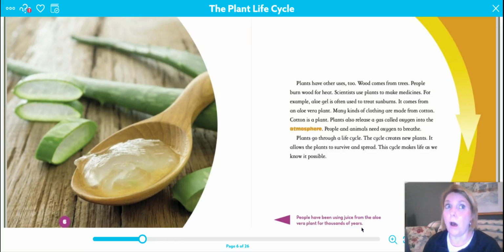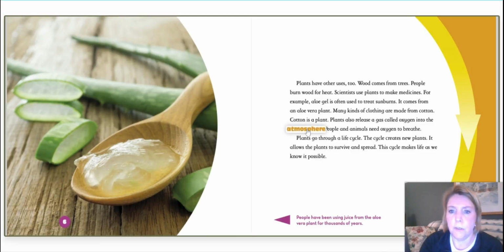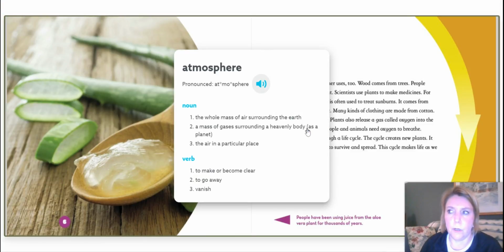And I'm also thinking about all of those different plants and how we can get oxygen from all of those plants. I'm thinking about that word atmosphere too. I know that we had that when we were talking about weather, but atmosphere means the whole mass of air surrounding the earth. So all of that air around us.